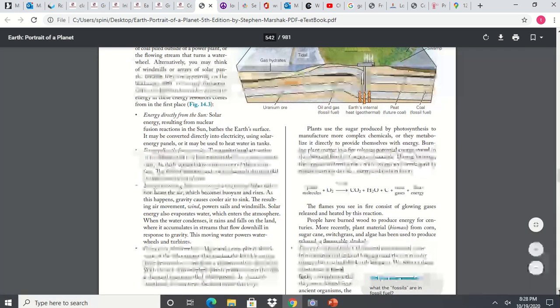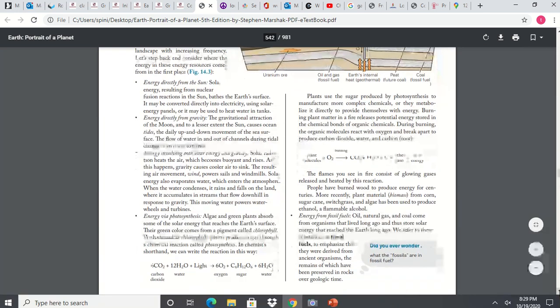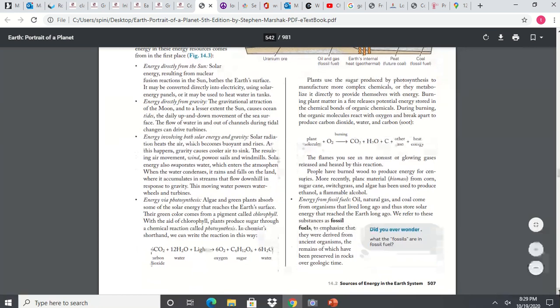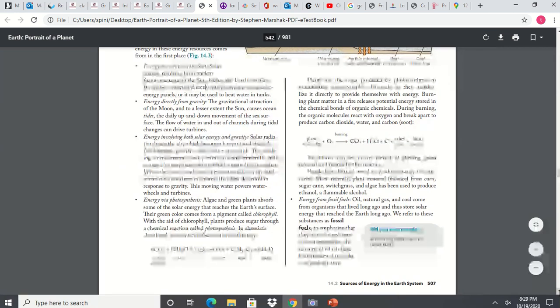And then energy via photosynthesis. So again, this is living organisms that take the sun's energy and turn it into sugars using a chemical process. You probably saw this in middle school, right? Taking carbon dioxide, water, and the energy from light from the sun and turning it into oxygen molecules, sugar, and water. And we've talked about that a little bit too, because this is where all of our oxygen comes from. Oxygen is a byproduct of this process.